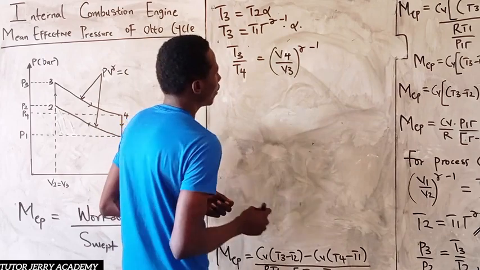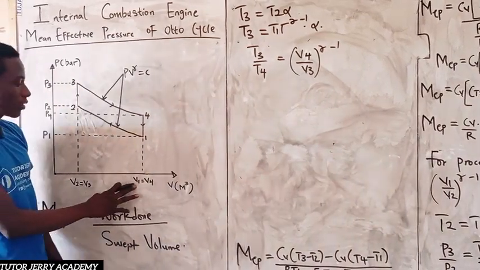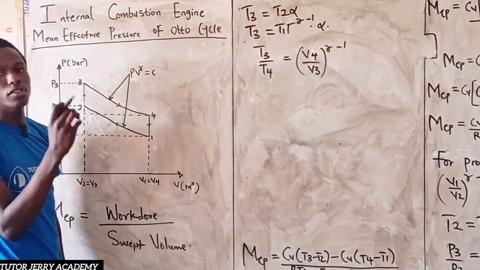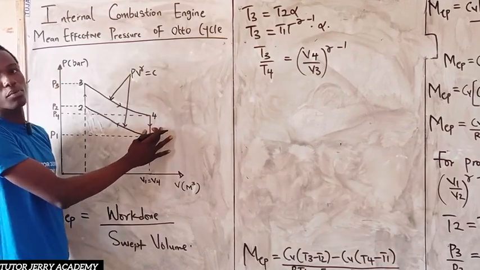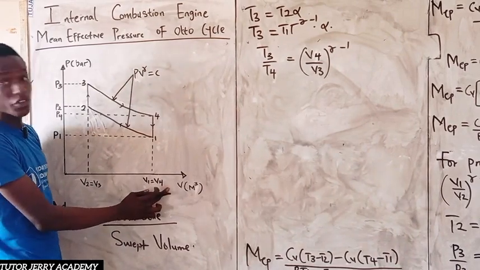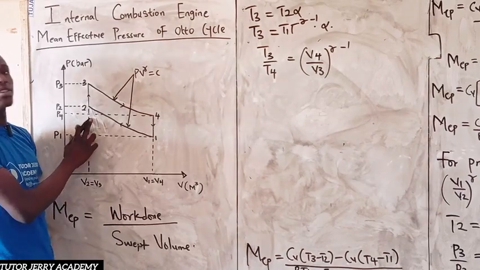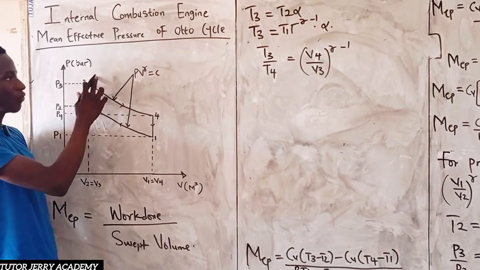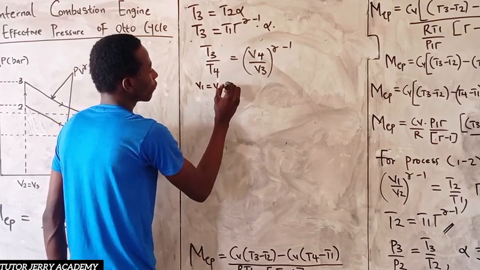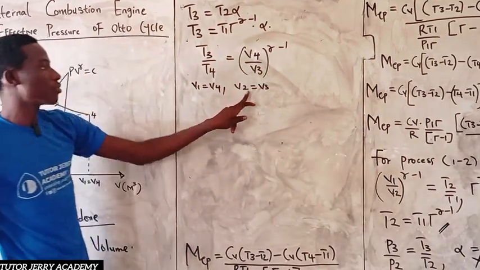gamma minus 1. Now we have established earlier from this diagram that V1 is equal to V4, because at state 4 to 1 we have the constant volume heat rejection process. So the volume at state 4 is the same as the volume at state 1. So V1 is equal to V4. Similarly, we have V2 equal to V3 because the heat supplied is at constant volume from V2 to V3.